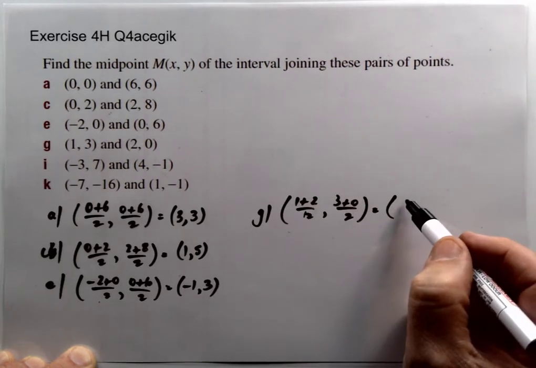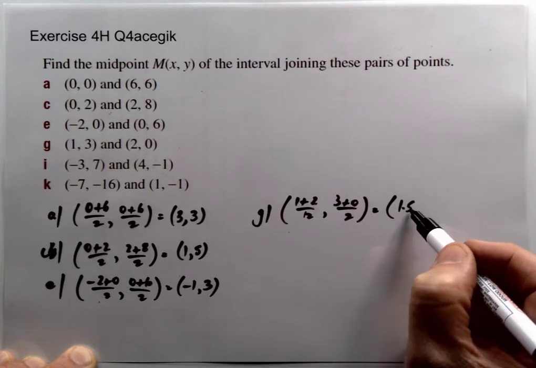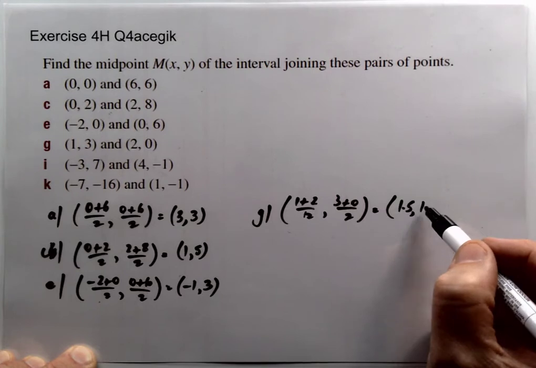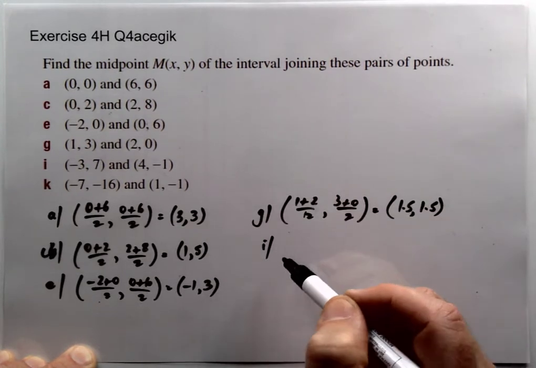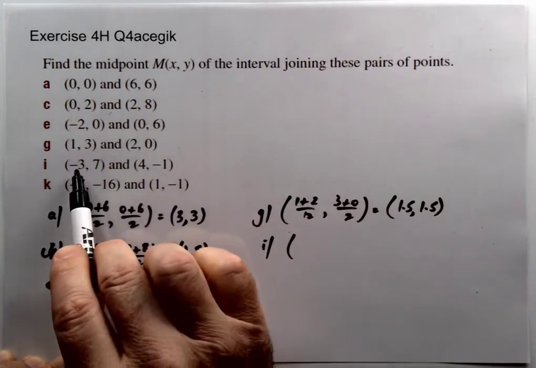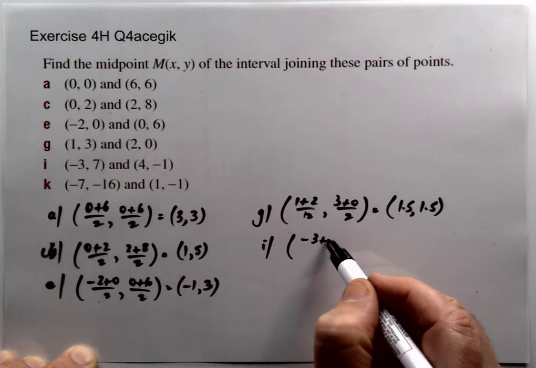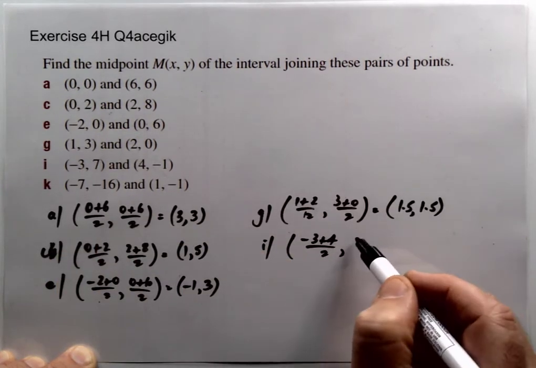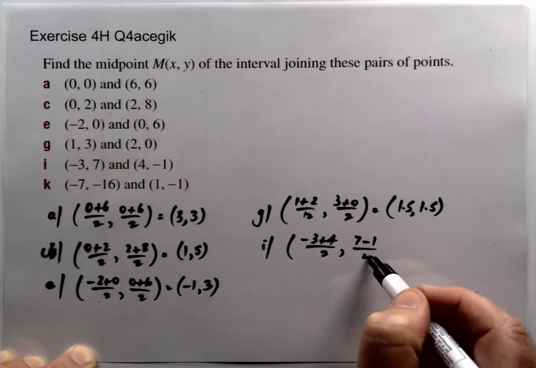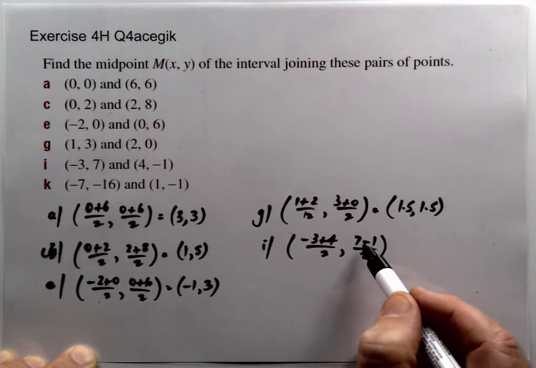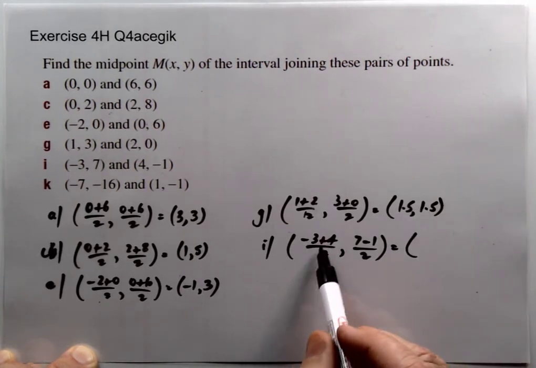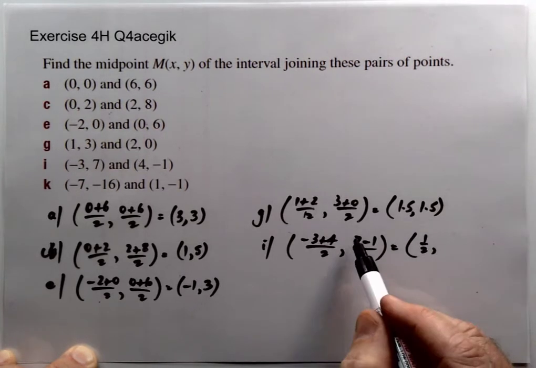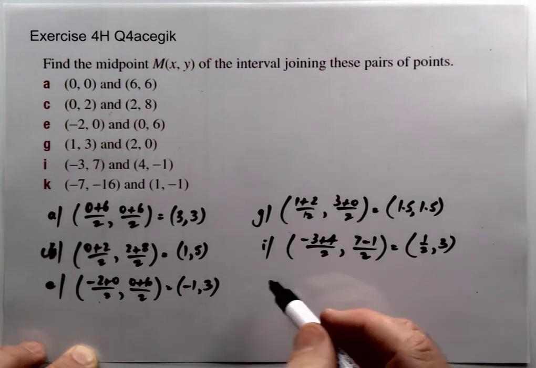3 over 2. Look, you can either leave it as 3 over 2 or convert it to a decimal. That one is also 3 over 2, also 1.5. Okay, we're going to add the negative 3 and the 4. Add the 7 and the negative 1. Notice there I haven't actually written 7 plus minus 1, I've just written it as 7 minus 1. That'll give us 1 over 2, which is a half, and 6 over 2, which is equal to 3.